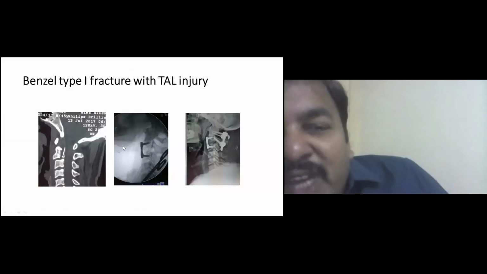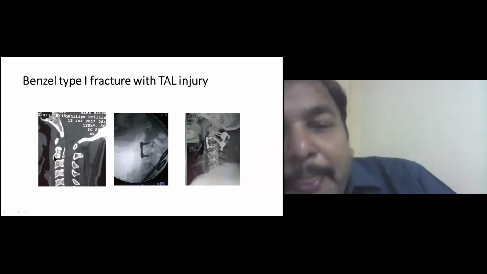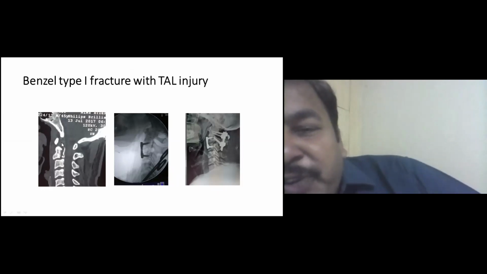This is a Benzel type 1 fracture, where there is a large fragment in front coming out of the C3 body. This patient also had a transverse atlantal ligament injury, which means it required C1 C2 fusion. So this patient underwent C2-3 anteriorly in order to give a blood supply to this particular large C2 fragment, followed by C1 C2 fixation.